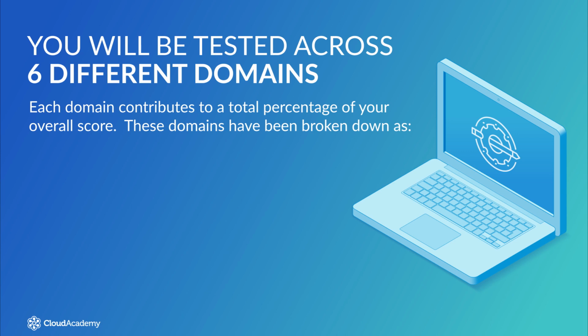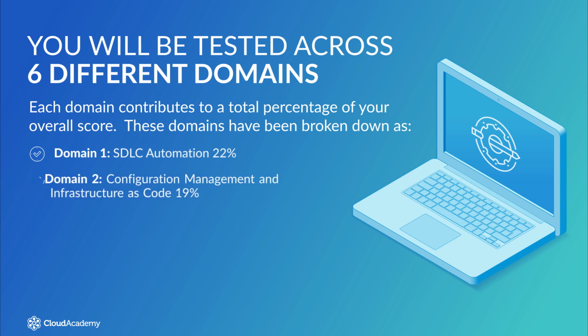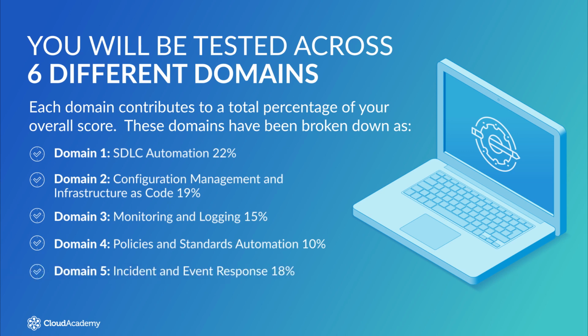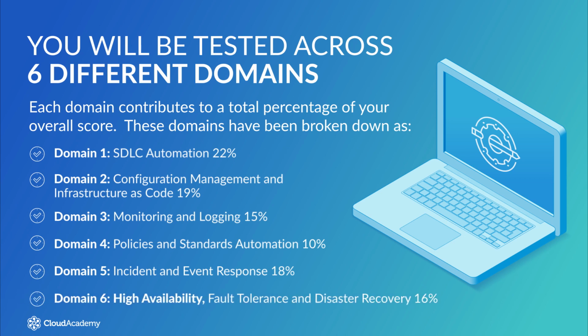These domains have been broken down as follows. Domain 1, SDLC Automation, which is 22%. Domain 2, Configuration Management and Infrastructure as Code, at 19%. Domain 3, Monitoring and Logging at 15%. Domain 4, Policies and Standards Automation at 10%. Domain 5, Incident and Event Response at 18%, and Domain 6, High Availability, Fault Tolerance and Disaster Recovery at 16%.